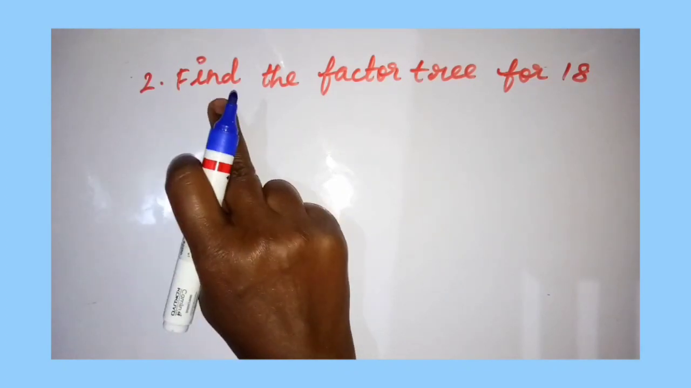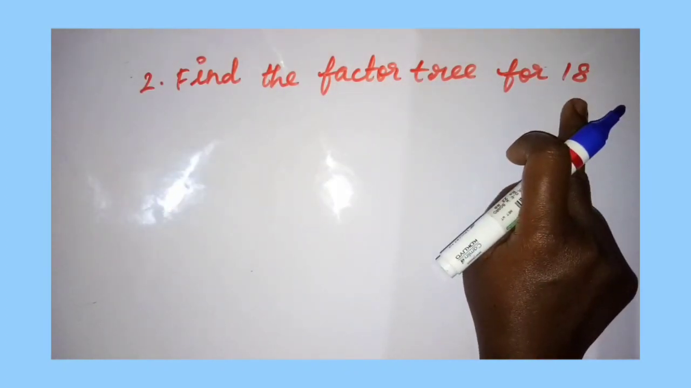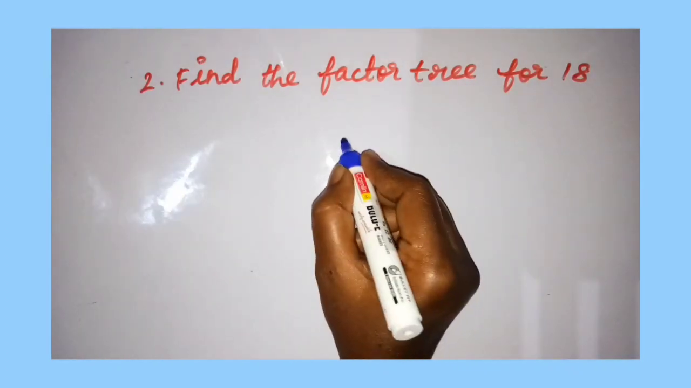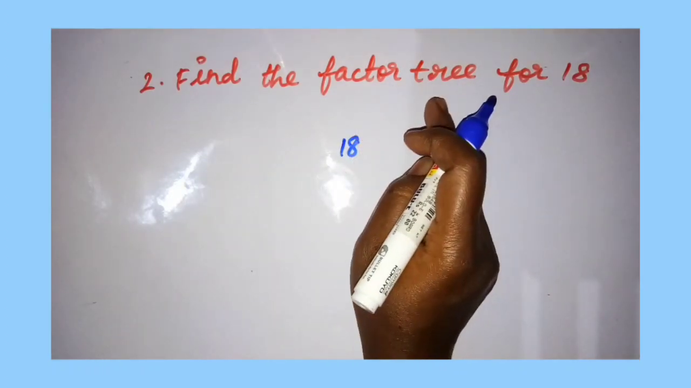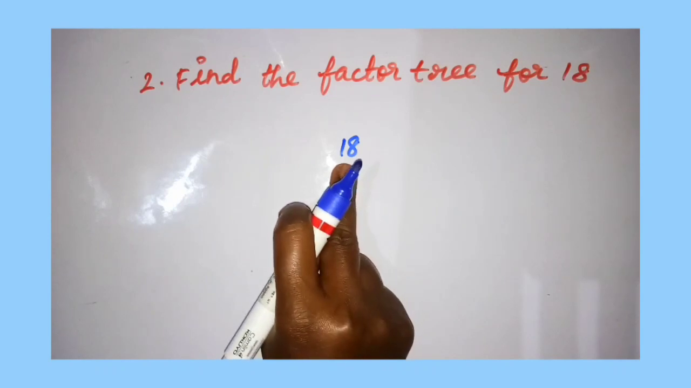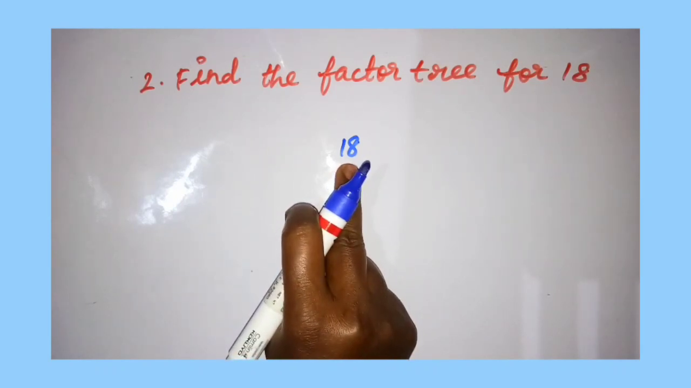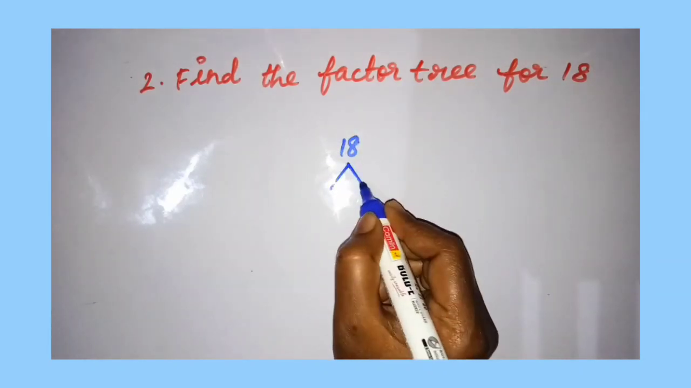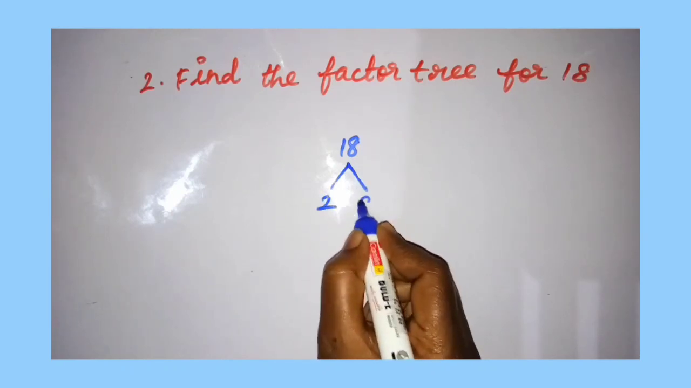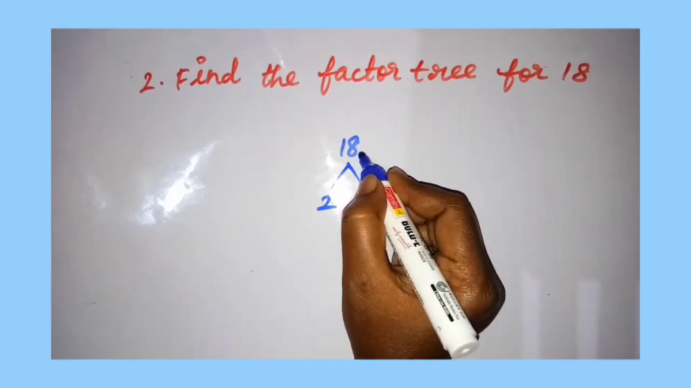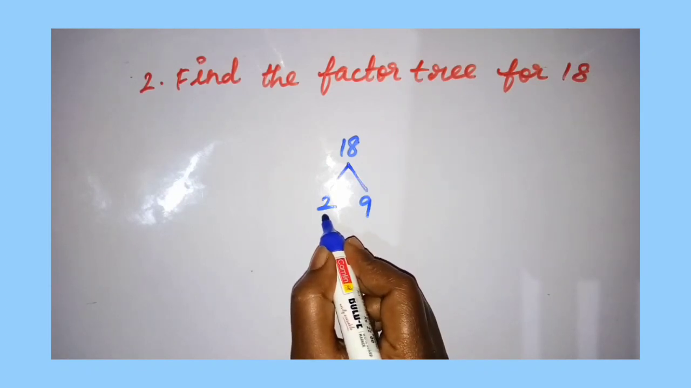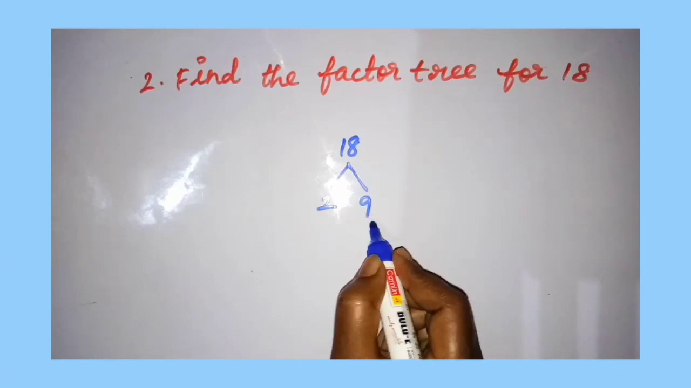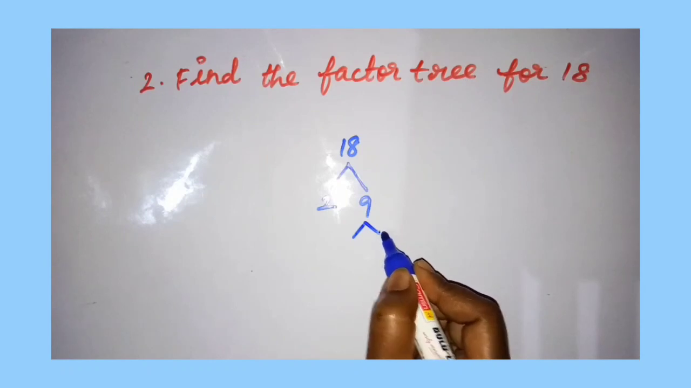Second sum, find the factor tree for 18. Already we know the factor tree sums. First we write the given value 18. Factor tree means we find which two numbers multiply to get this number. So for 18, first we check the 2 table. We already know that 2 nines are 18. Again for 2, 1 two is 2 only, so we will not write that. Next we take 9. Which two numbers do we multiply?